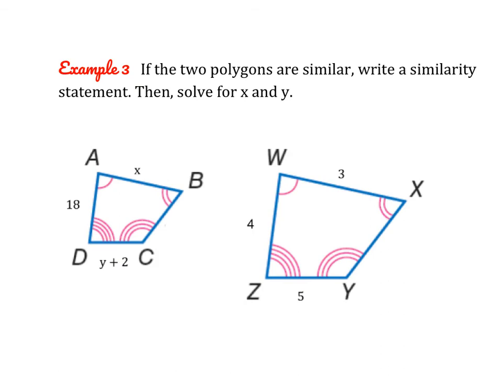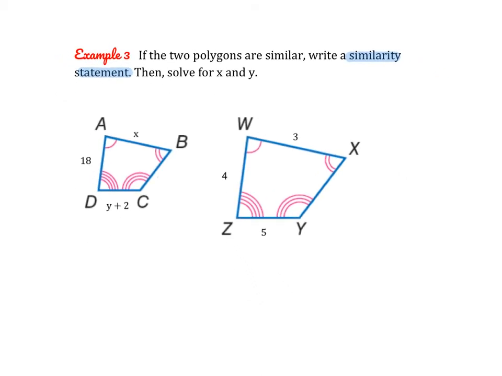Okay. The last thing we're going to do is actually use the fact that two polygons are similar to help us find missing sides. So this first says, assuming that these two polygons are similar, first we're going to write a similarity statement. That just means that when we're describing the two shapes that are similar, we need to make sure that the angles match. So let's say I call this first polygon DCBA.